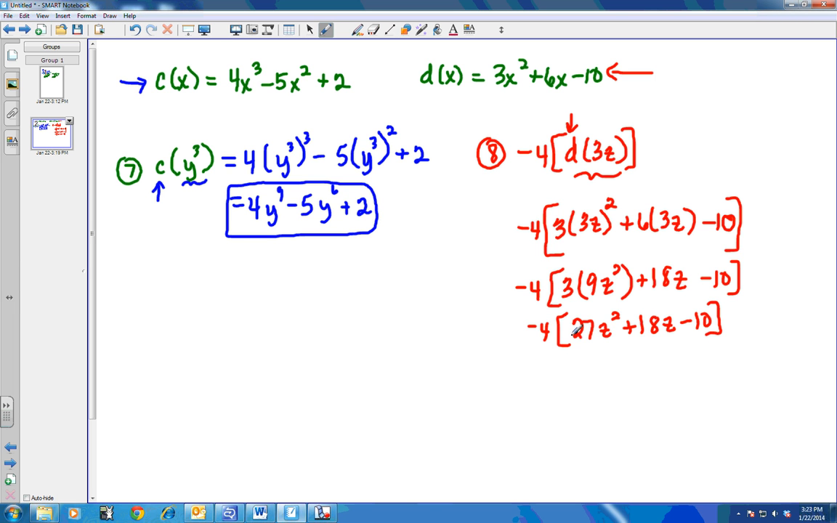And now I'm going to distribute my negative 4. Negative 4 times 27 is negative 108z squared. Negative 4 times 18 is negative 72z. And negative 4 times negative 10 is positive 40. So that's my answer.